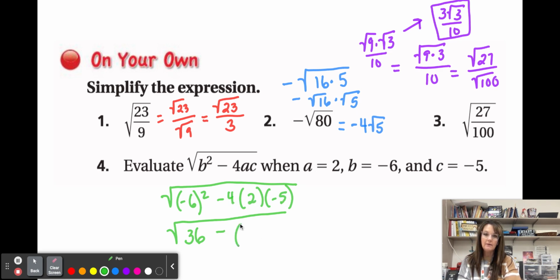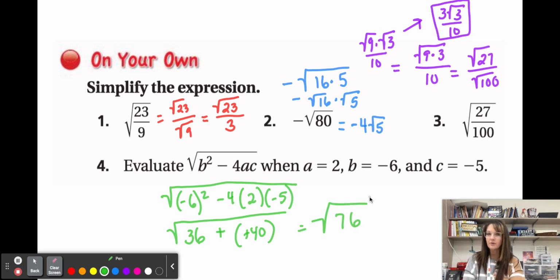8 times negative 5 is negative 40, which then in turn makes it so that I would add it. So this is equal to square root of 76. Again, we want to look for some perfect square factors. You could divide by 2. You could divide by 2 again, so we know we can divide by 4. So we have 4 times 19.